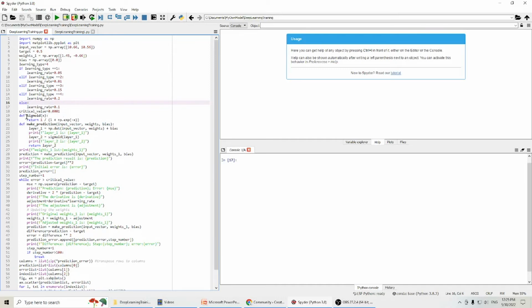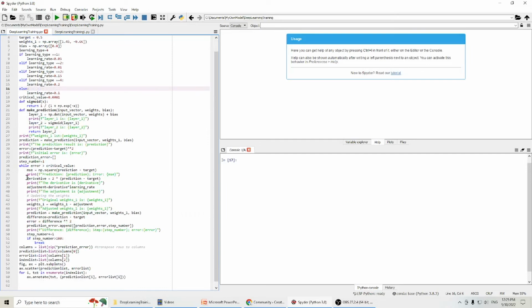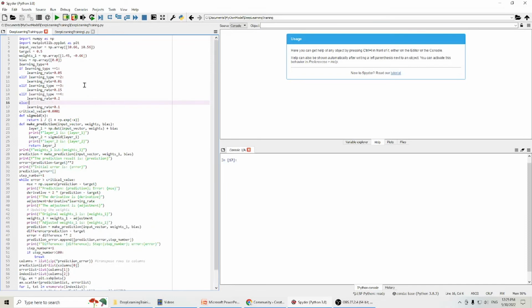And then I define the sigmoid. I will make predictions with this function. And here I'm going to calculate the derivative in order to make the adjustment. The adjustment will equal the derivative times the learning rate. That means if the learning rate is small, I'm going to change parameters little by little. But if the learning rate is large, I'm going to change them dramatically. Now, let's run the model.